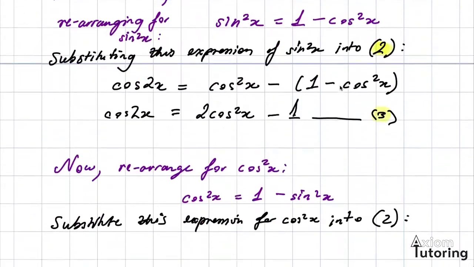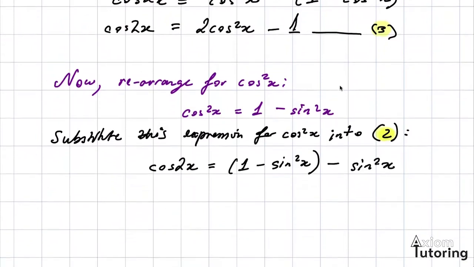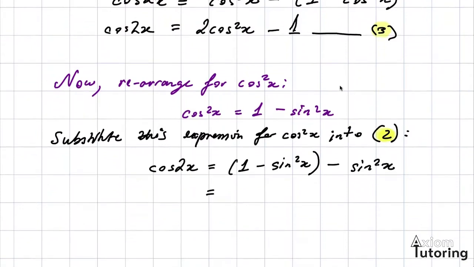Okay. So we can write down cos of 2x equals, well, cos squared x, we're going to write down 1 minus sine squared x because we're substituting that in, minus sine squared x. Okay, so what we have here is 1 minus sine squared x minus sine squared x again. So we have 1 minus 2 sine squared x. Okay, so that's our final expression for cos of 2x. Okay, and we'll label that as well.